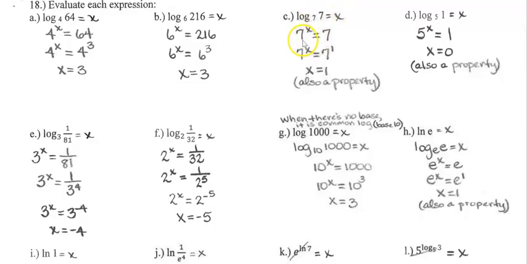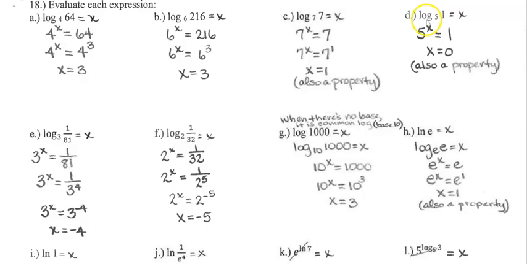So now I want to get my bases the same so I can set my exponents equal to each other. Since the 7s are already the same, I know that this is 7 to the first power, and so I can just set my exponents equal: x is equal to 1. We also have a property that says that if you're taking the log of something and you have the same base, that your answer will automatically be 1.